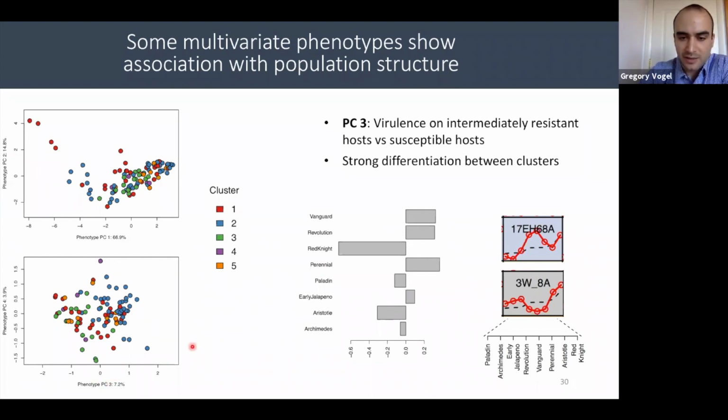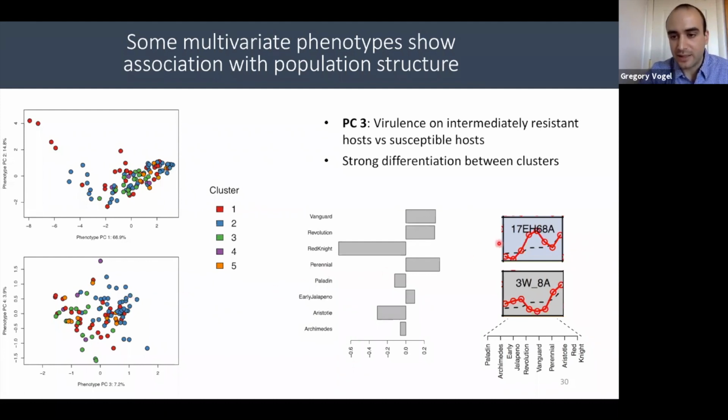So PC3, if you look at the loadings of the peppers on that principal component, you'll see that Red Knight and Aristotle have strong loadings in one direction, and then the intermediately resistant peppers, Perennial, Revolution, and Vanguard, have high loadings in the other direction. And we see, looking at principal component 3, that this principal component really differentiates isolates from cluster 3, which are the isolates from Western New York, from isolates in cluster 2 in Ontario County.